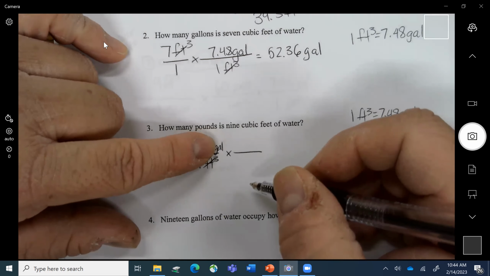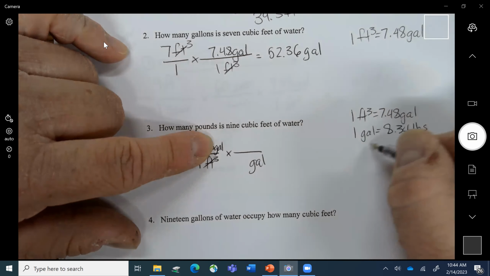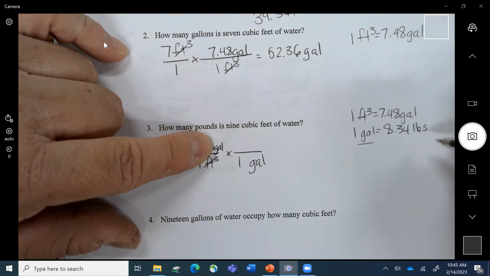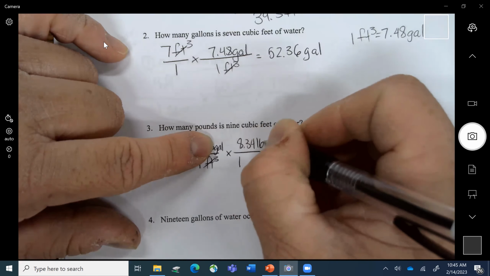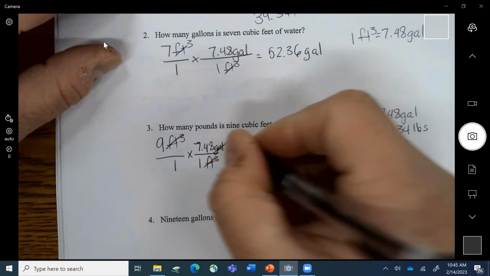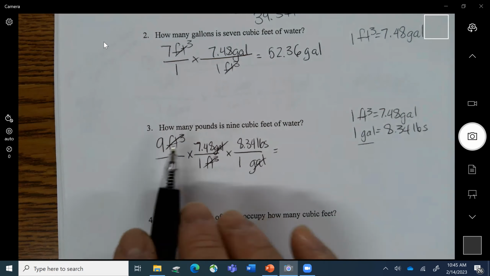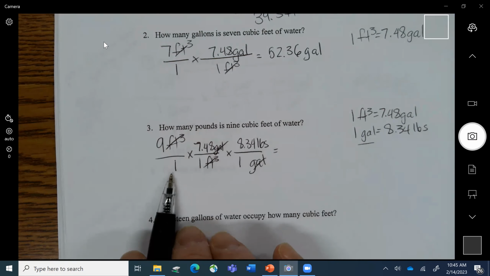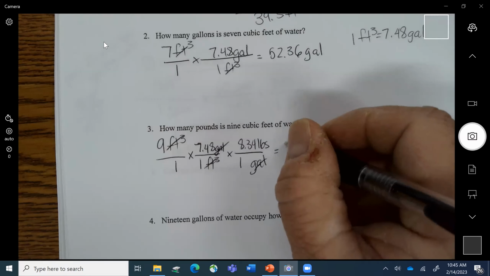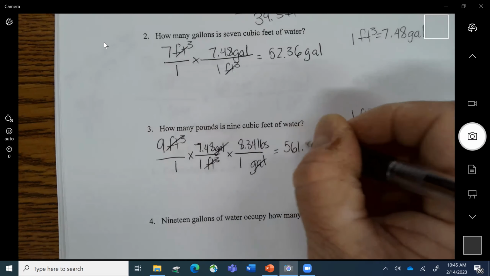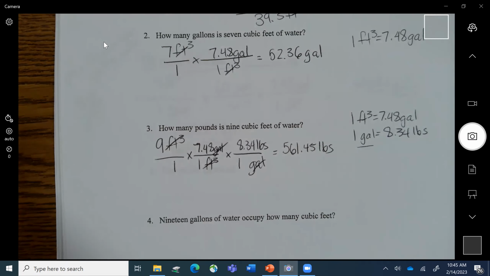So if gallons are on top, where do they have to be to cancel? Down here, how many gallons? Well, my conversion factor says 1 gallon equals 8.34 pounds, which is what goes up top. Gallons cancel like that. So I multiply 9 times everything across the top. The bottom is 1 times 1 times 1, so that doesn't matter. And I get 561.45 pounds. I rounded that just so everyone can see.